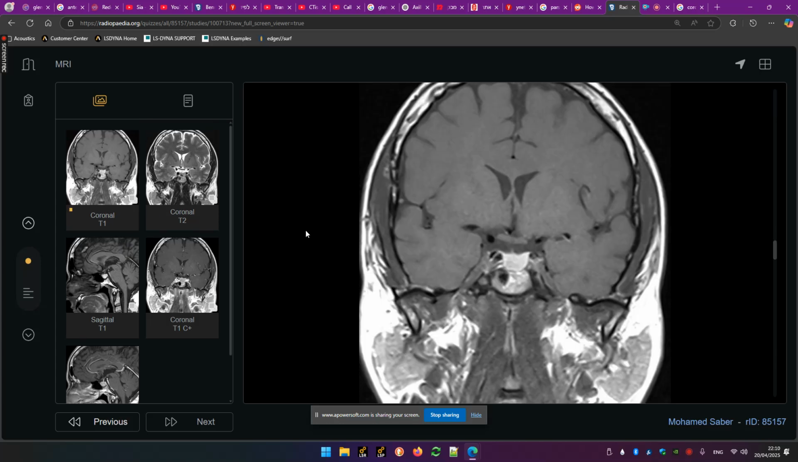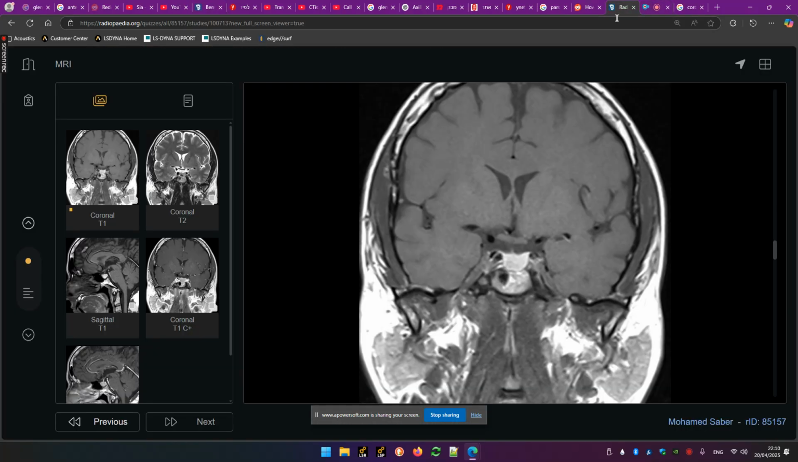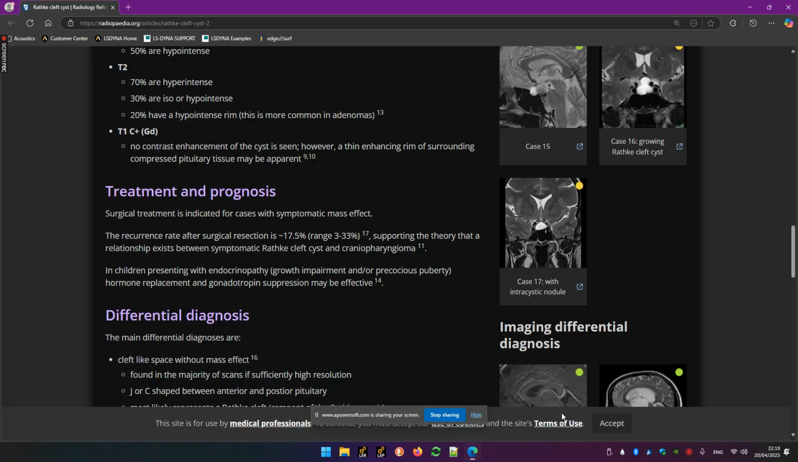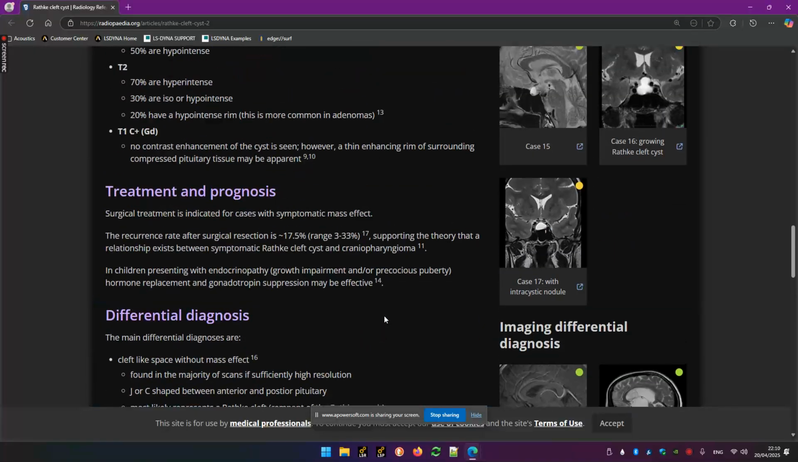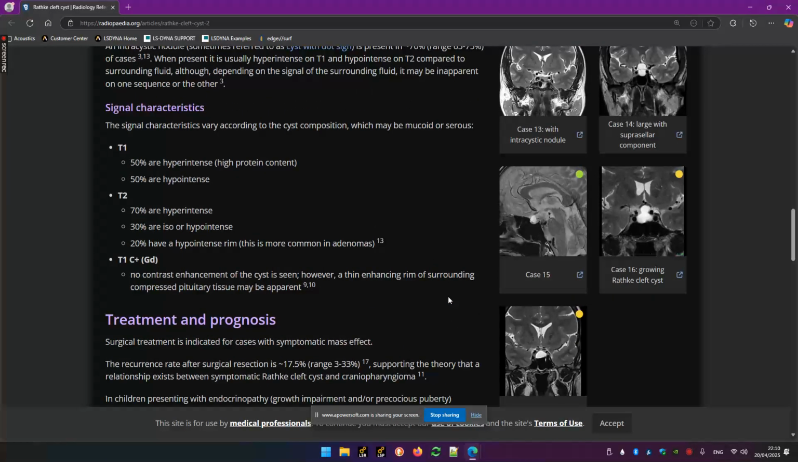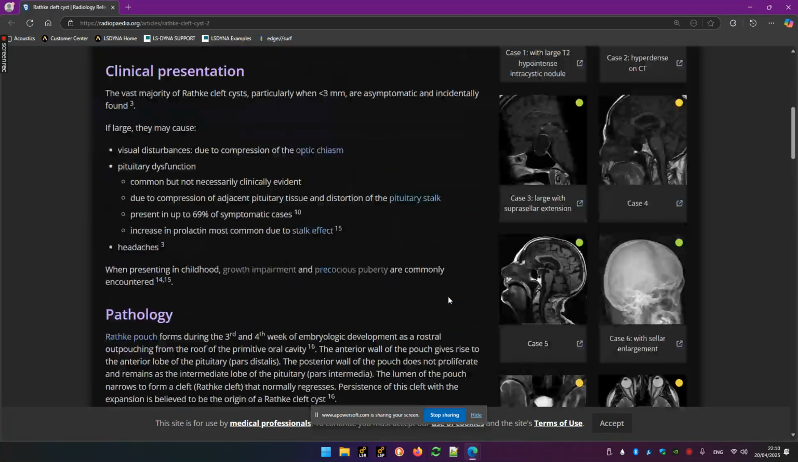This one about Rathke cleft cyst. We saw how we diagnose it, what is its origin, and what is its presentation, if it has presentation, and then it needs to be treated. What is the treatment? Surgical treatment for symptomatic patients. It may recur, may be related to craniopharyngioma, and this is it. It may cause pituitary dysfunction, headache, and visual disturbance because of compression of the optic nerve.